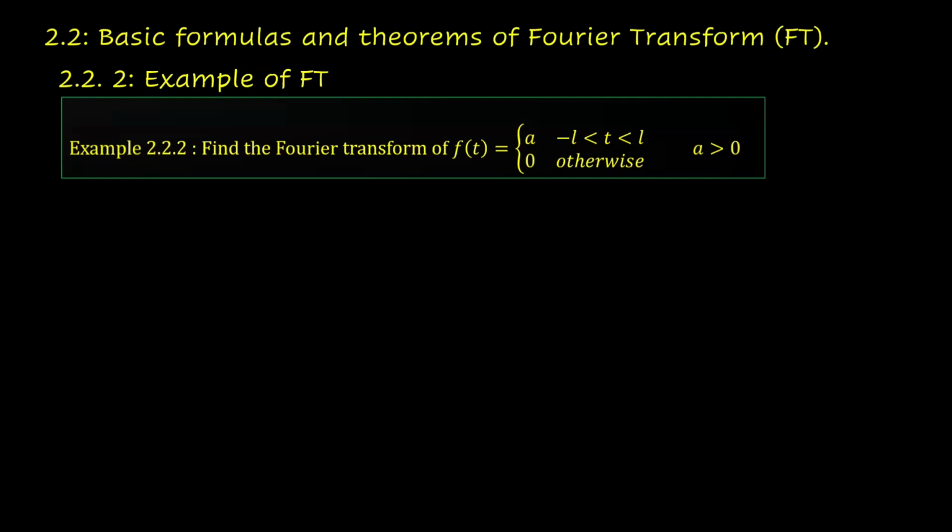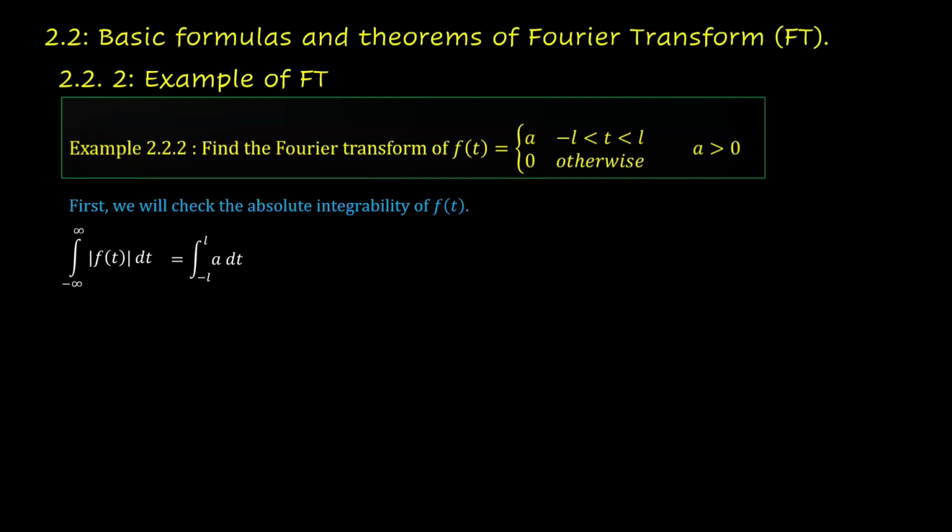So how to solve it? First we will discuss the absolute integrability of the function f(t). The integral from minus infinity to infinity of the absolute value of f(t) dt. Since a is positive, we can write it as the integral from minus L to L of a dt, which is just a finite integration and will always be convergent. So the function f(t) is absolutely integrable.